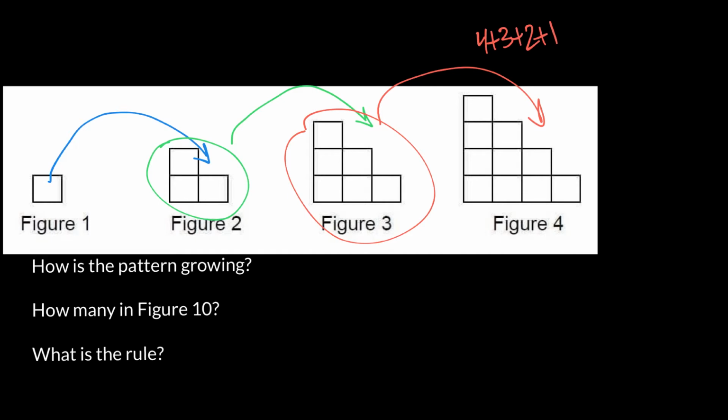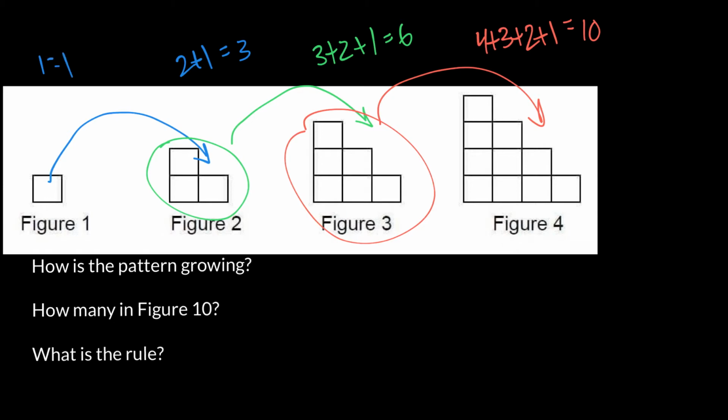And by the way, I urge you to pause the video and see what you come up with for answering these three questions. Anyway, moving on, figure 3, that'd be 3 plus 2 plus 1. And figure 2 is 2 plus 1, and figure 1 is just 1. So we can kind of see that's working backwards there. Further, I could see that this is equal to 10. This green one is equal to 6, and the blue one's equal to 3. And this first one is equal to 1.